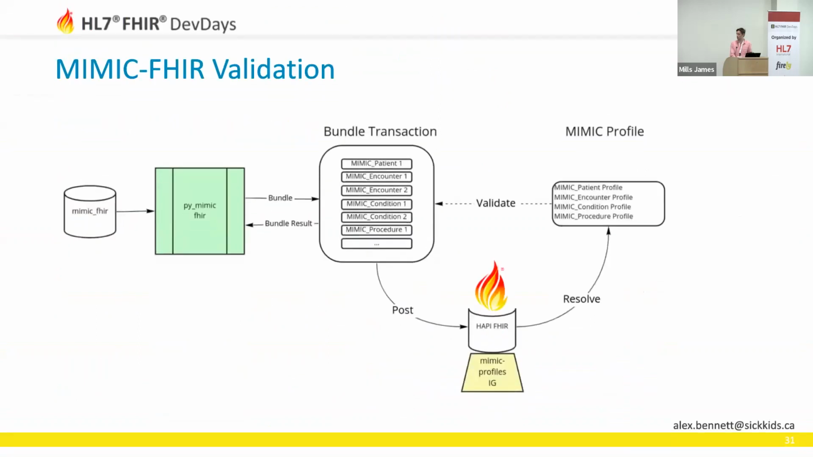If we dig a little bit into the validation, what we get is basically sending bundle requests to a FHIR server. In our case, it was HAPI FHIR, and HAPI FHIR had the MIMIC profiles on there. It would resolve and say, okay, do we have the right MIMIC patient profile, MIMIC encounter, and if it's valid, send it back, and it's good. We've created valid FHIR, and if not, make some corrections, basically.